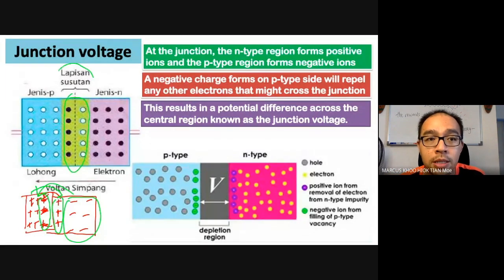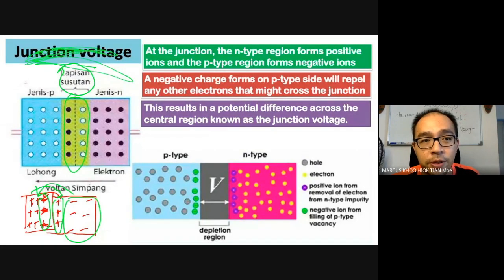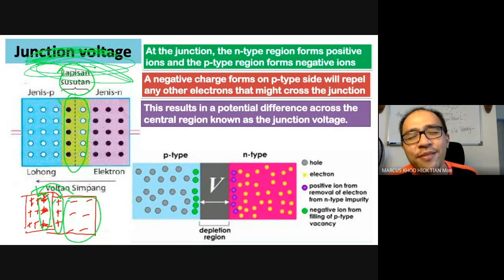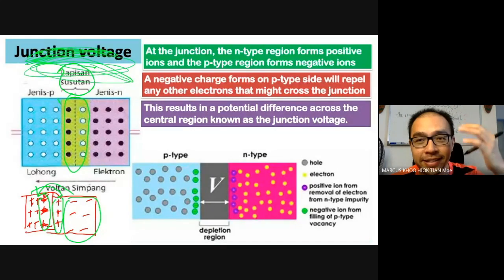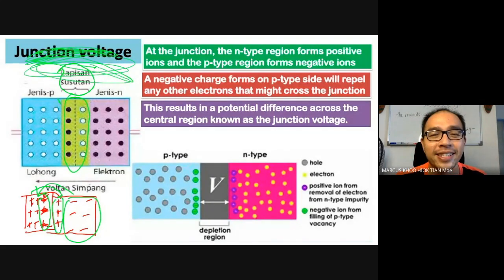And that's why we call this the depletion region. Okay, or the junction voltage lah. The potential difference across the depletion region is also known as the junction voltage. Okay, saya conteng ini because this is a very frustrating subtopic to learn lah. It's not confusing, but it's just, okay, it's a lot of words lah.